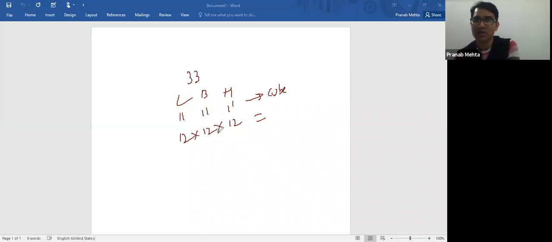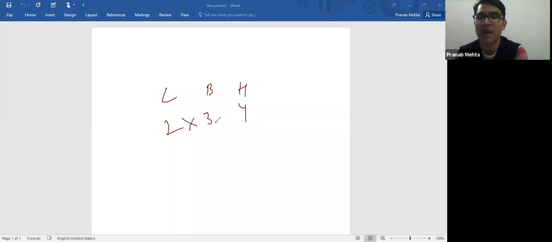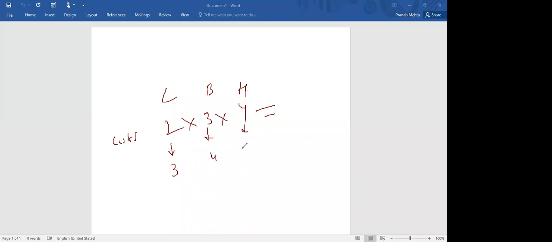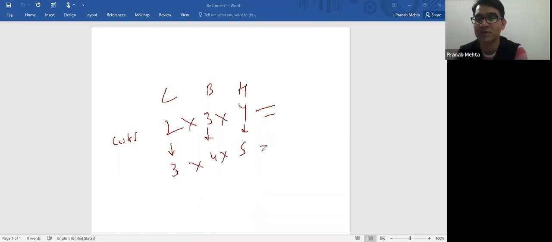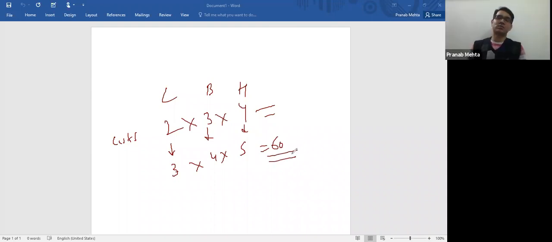Now, another important thing. Suppose this is length, breadth, and height. I have given 2 cuts on length, 3 cuts on breadth, and 4 cuts on height. In total, how many identical pieces will I get? Remember, these are cuts. So if I'm making 2 cuts on length, I'll get 3 parts. I'm making 3 cuts on breadth, so I'll get 4 parts. And if I'm making 4 cuts on height, I'll get 5 parts. So in total, 3 into 4 is 12, 12 into 5 is 60. Any doubt till here? Any doubt, you can ask me.